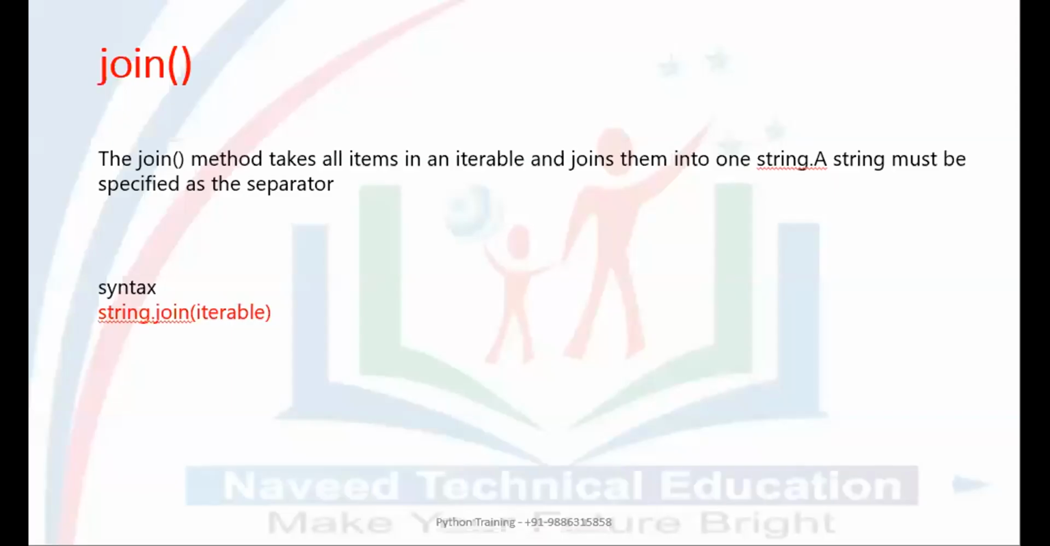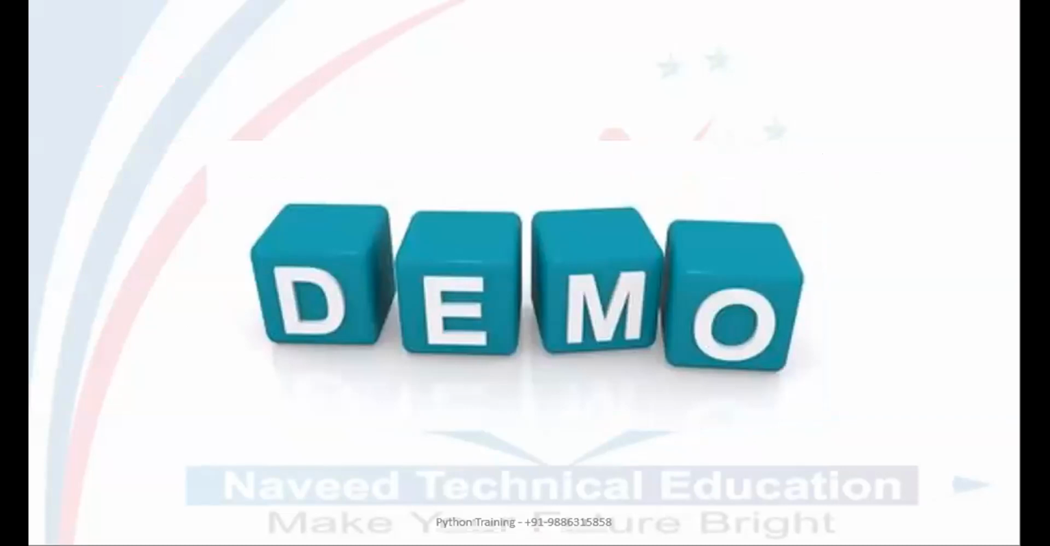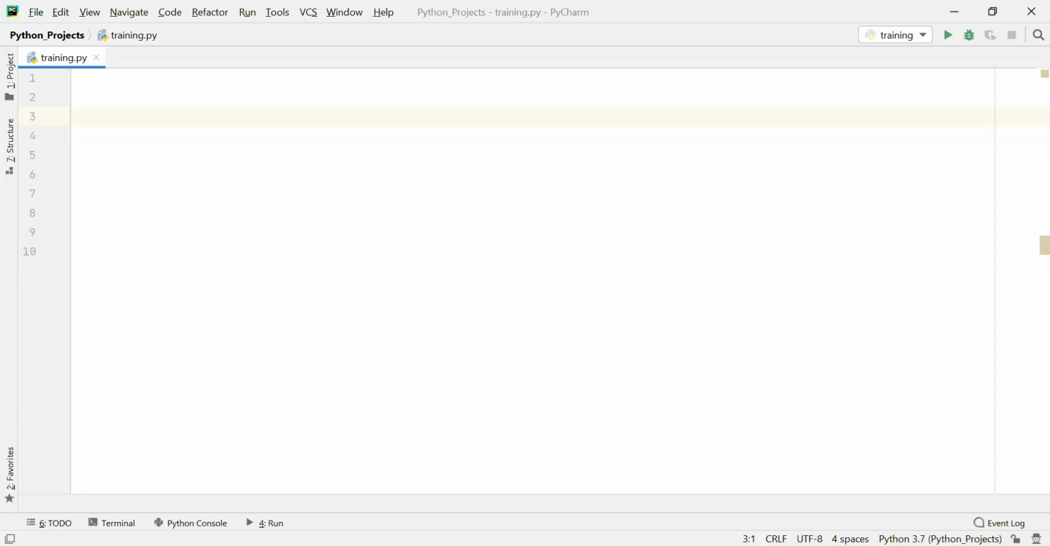Now let's have a look at the join. The join method takes all the items in an iterable and joins them into one string. A string must be specified as a separator. So the syntax is string.join(iterable). Now let's have a look at the demo to have a better understanding of join.